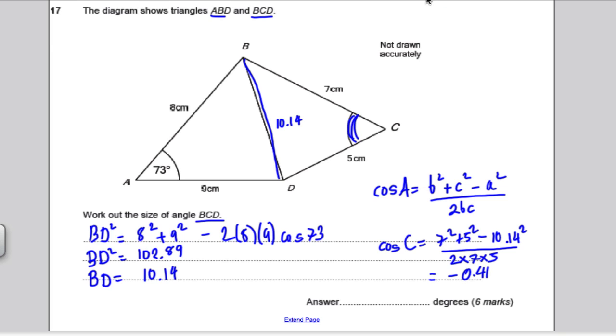So I'm just going to take this working up here. Cos c is minus 0.41. So taking the inverse cos of minus 0.41, you get that c must be 114.4 degrees. So the angle at c must be 114.4 degrees.